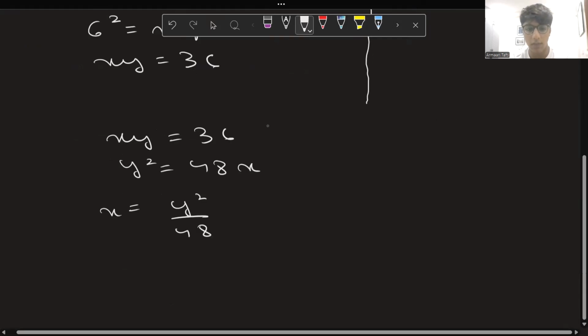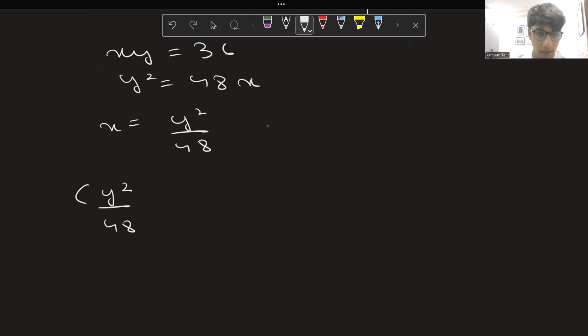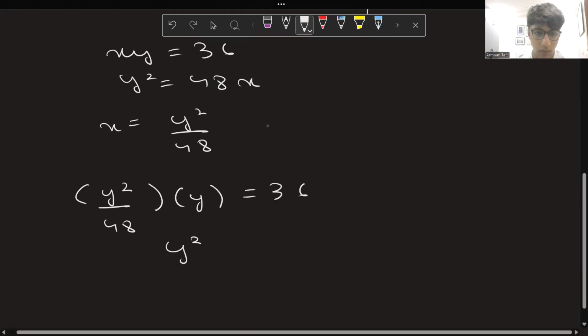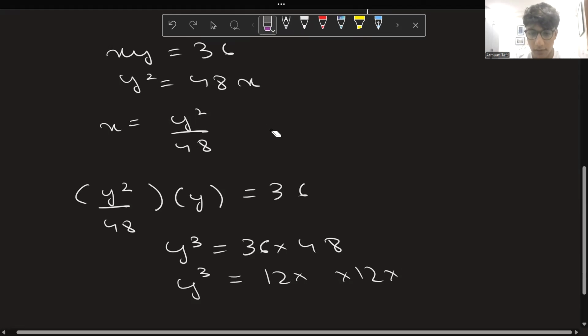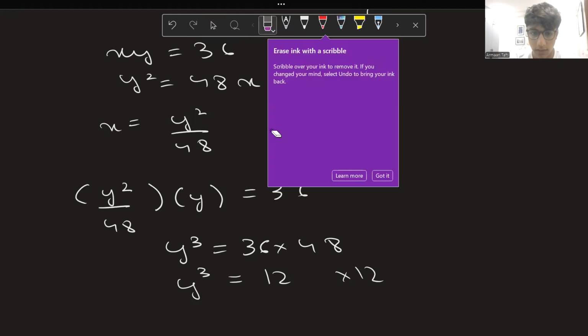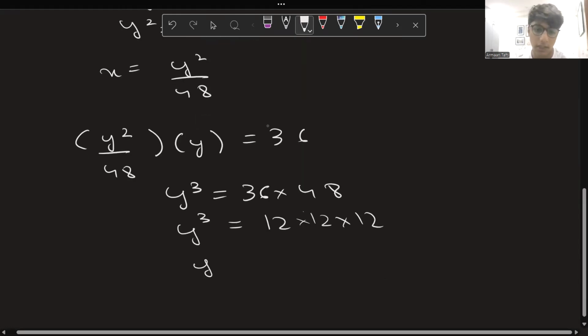Once you have this value, you can simply put it into the first equation. So you have y squared by 48 times y is equal to 36. So you have y cube, which is equal to 36 into 48. Now you can break this up. So y cube is equal to 12 into 3 into 12 into 4. And you can simply write 3 into 4 as another 12. So then you can write y as equal to 12.